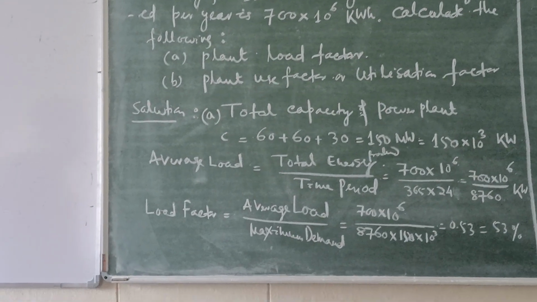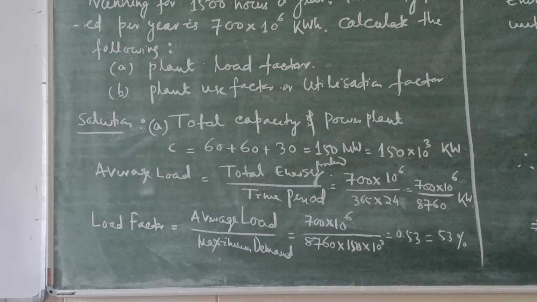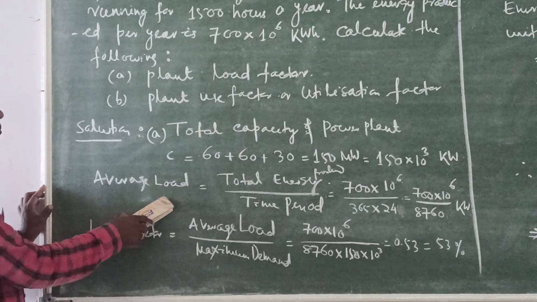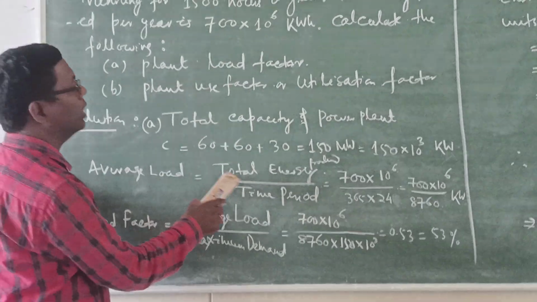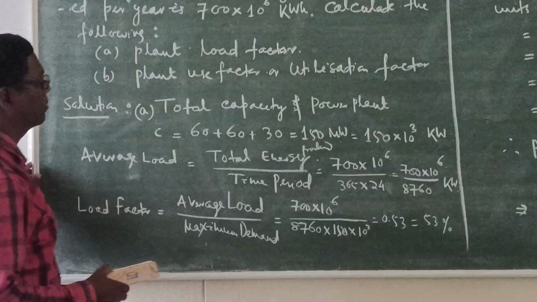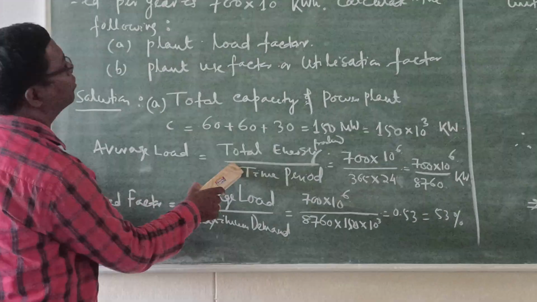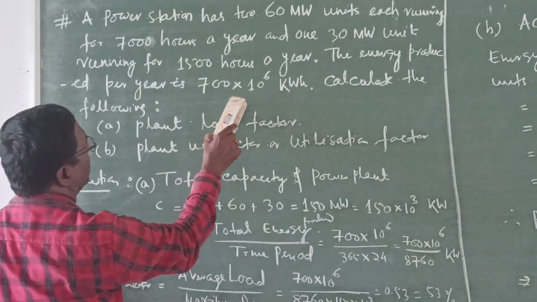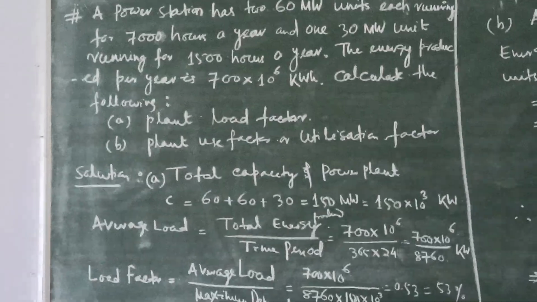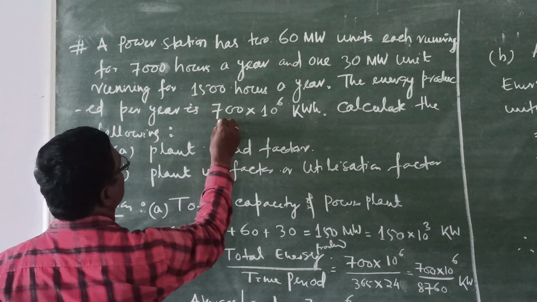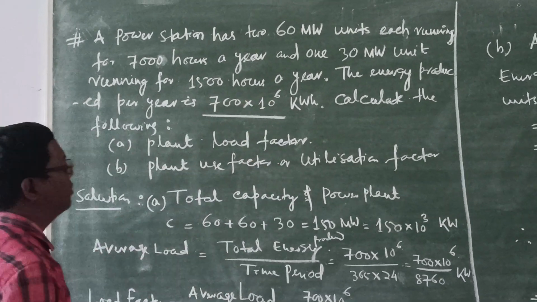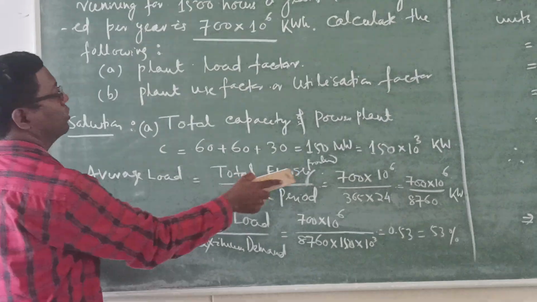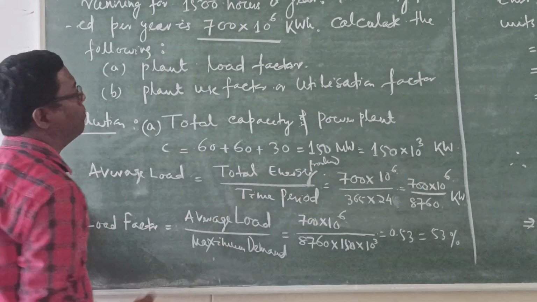Next we have to find out the average load. To find out the load factor, we need the average load. Average load how to find out? Average load is total energy produced divided by time period. Energy produced per year is 700 into 10 to the power 6 kilowatt hour. So average load is total energy produced per year divided by time period.